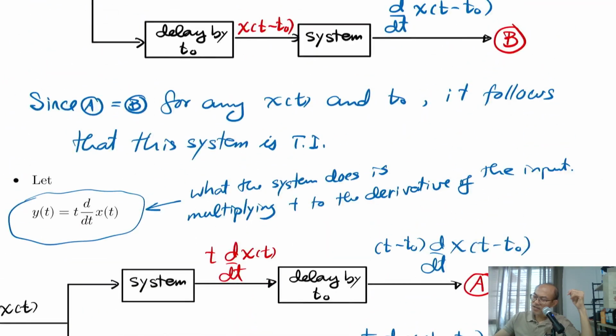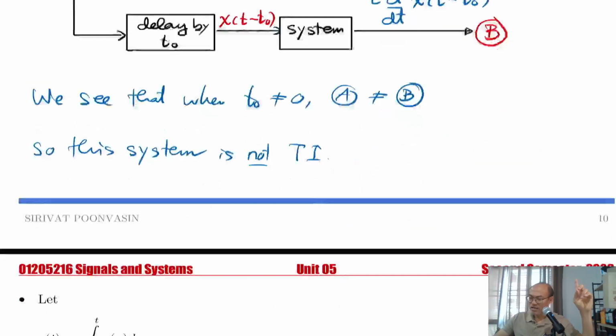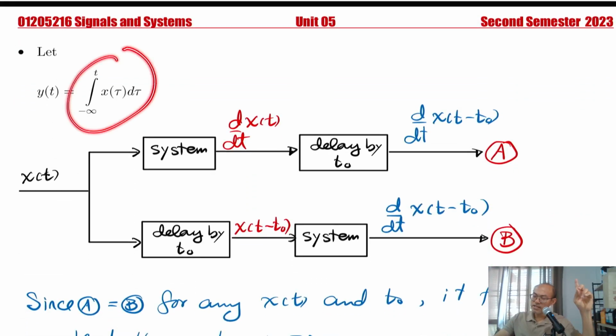If I see the variable t appear outside of x, the system will usually not be time invariant. But if I don't see it, if time doesn't go outside of the parentheses, then the system is usually time invariant. And here, t is not going outside, right? So I suspect it to be time invariant. So let's look at this.